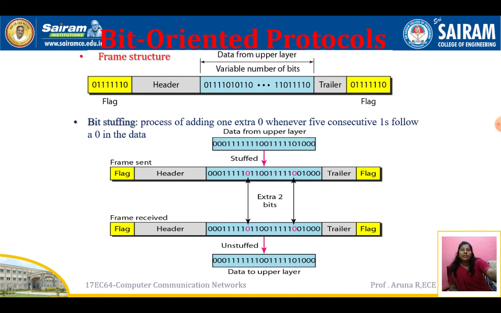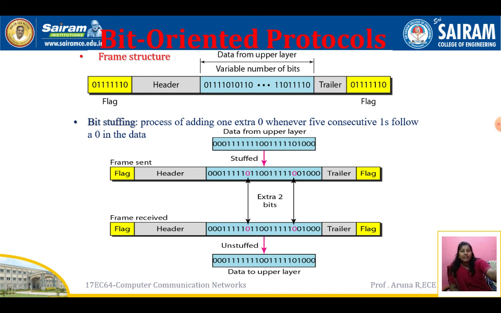Similarly, we have the bit oriented approach. Here the data is in the form of bits, so this is known as the bit oriented approach. Here the flag is also in the form of bits. The flag structure is a 0 followed by 6 ones and a 0, that is 8 bits. When you get this pattern, that is the start of the flag. Again, when you get a 0 followed by 6 ones and a 0, that is the end of the flag.